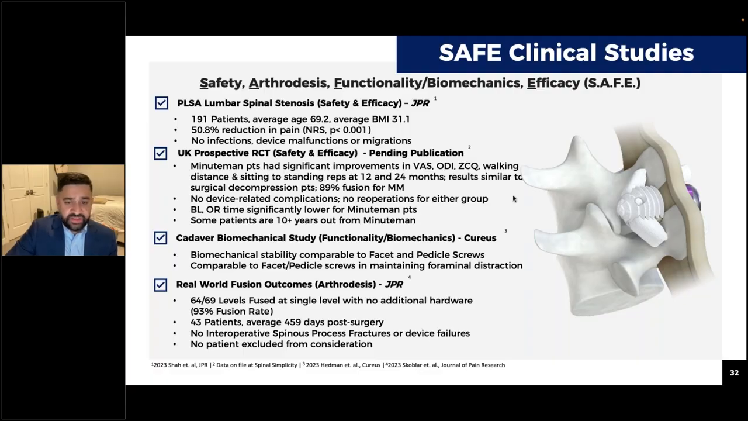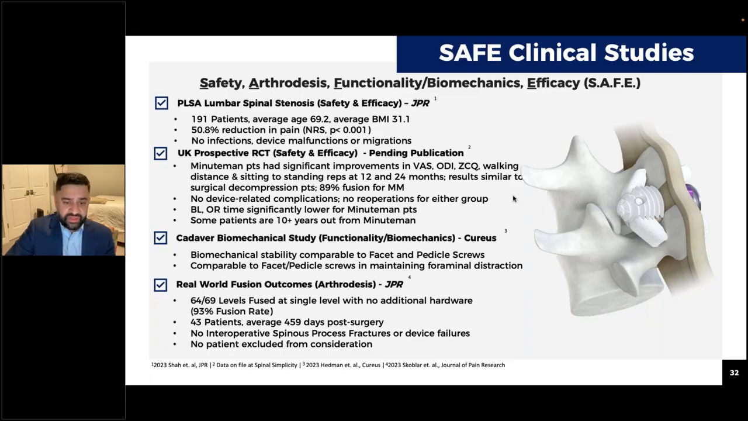There's also a prospective RCT, which is pending publication right now, looking at Minuteman patients and comparing VAS scores, ODI scores, walking distance, and sitting-to-standing reps at 12 months and 24 months. So it's good to be able to see the long-term outcomes for patients here as well. Of course, this is pending publication, but what we're going to find is that there are no device-related complications, no reoperations for either group, and operative time was significantly lower for the Minuteman patients as compared to traditional decompression. Some patients are 10-plus years out from Minuteman, and some of their data is going to be in there as well.